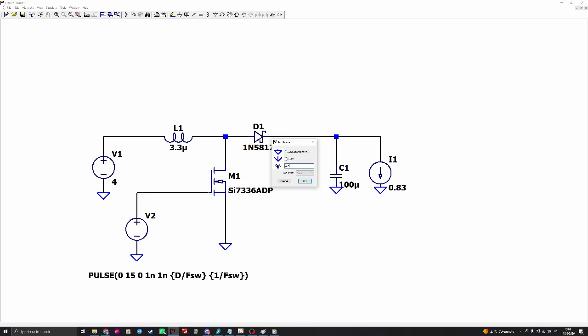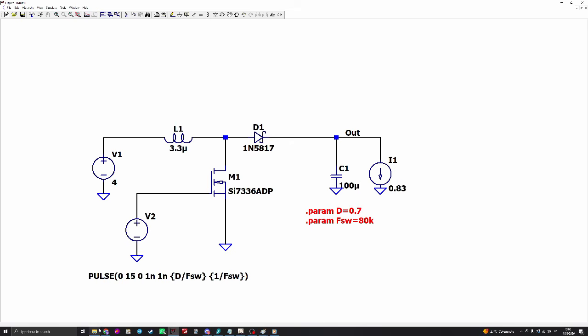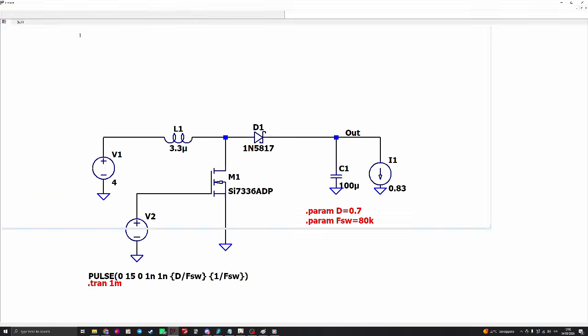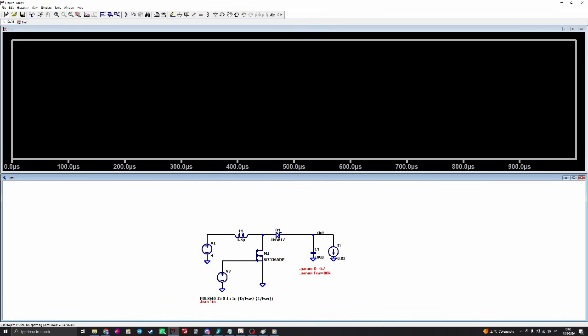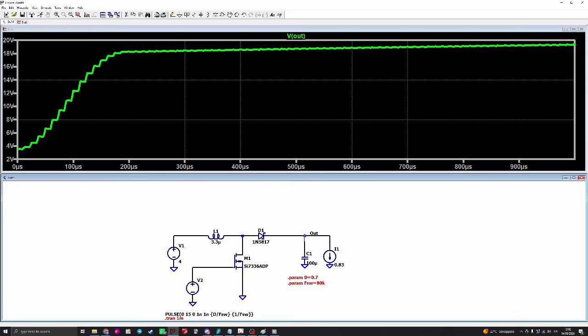Let's write out, okay, and dot param d equal to, I believe that 0.7 could be a starting point, and the switching frequency to 80 kilohertz, was it? 80 kilohertz. 3.3, 80 kilohertz, 0.7. Let's see. In 1 milliseconds, where do we arrive? The output voltage should be around 24 volts, okay?